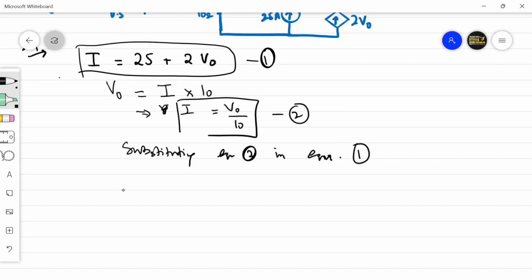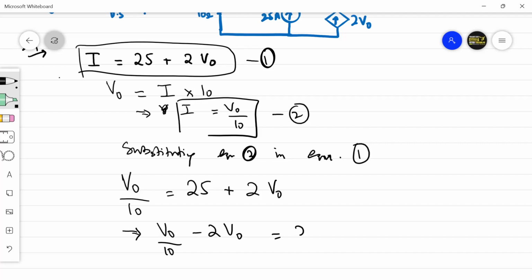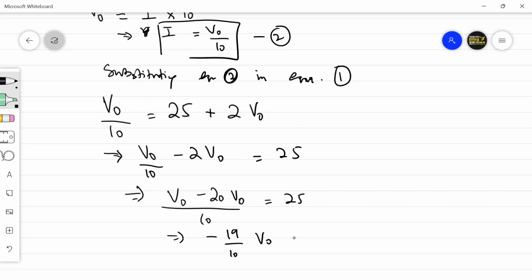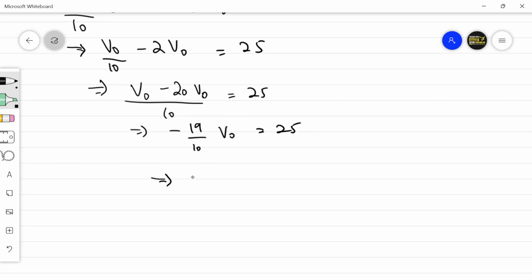Once you substitute equation number 2 in equation number 1, you get V naught by 10 is equal to 25 plus 2V naught, which implies V naught by 10 minus 2V naught is equal to 25, which implies V naught minus 20V naught by 10 is equal to 25, or minus 19 by 10 V naught equal to 25, which implies V naught is equal to 25 into 10 divided by 19, minus 250 by 19 volts. So this is the value of V naught here.